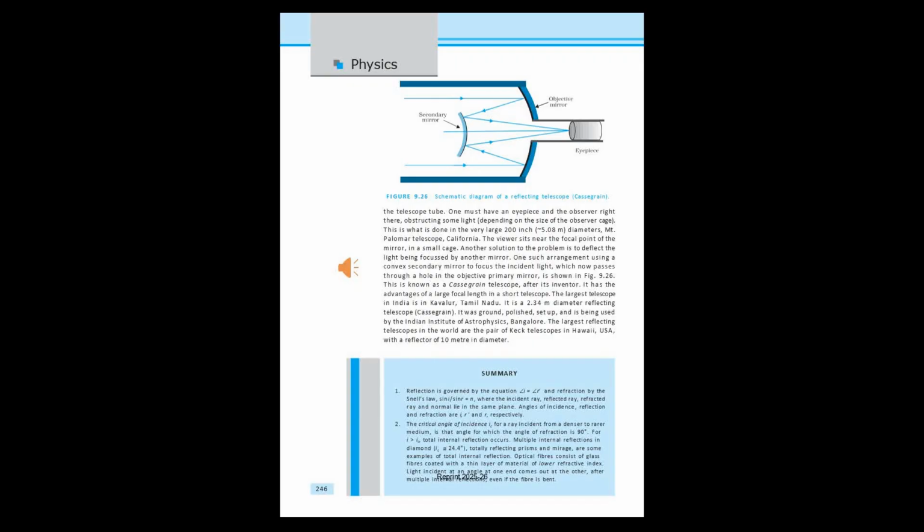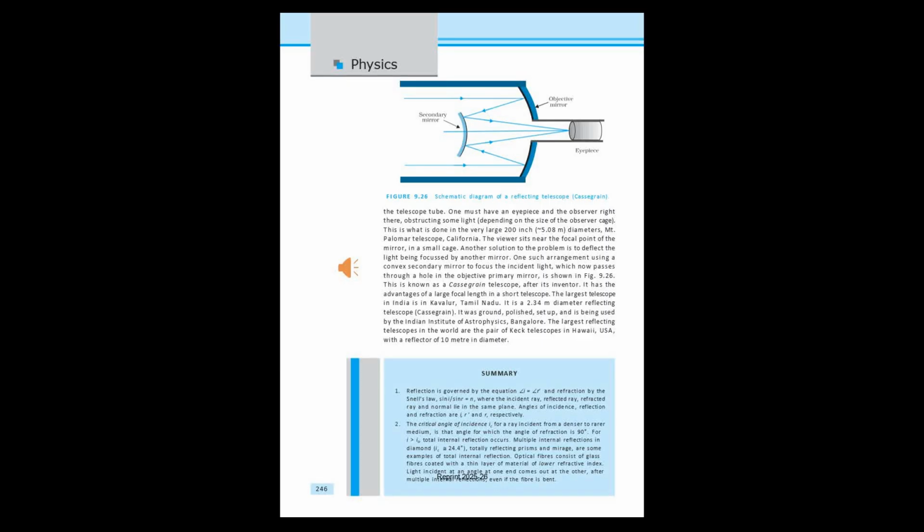Another solution to the problem is to deflect the light being focused by another mirror. One such arrangement using a convex secondary mirror to focus the incident light, which now passes through a hole in the objective primary mirror, is shown in figure 9.26. This is known as a Cassegrain telescope after its inventor. It has the advantage of a large focal length in a short telescope.